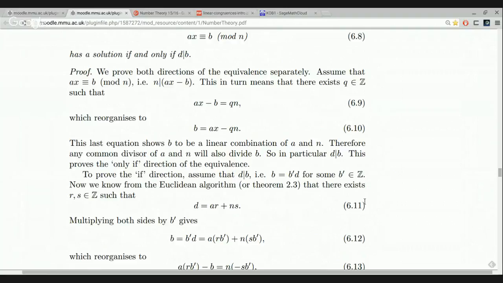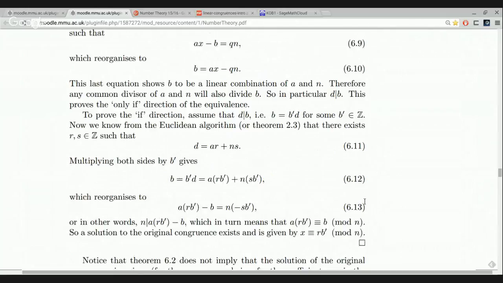If solutions exist, D, the greatest common divisor of A and N, does divide B, the constant term in the congruence. The other direction is to now assume that D divides B. And then the conclusion you're going to have to work towards is that solutions exist.